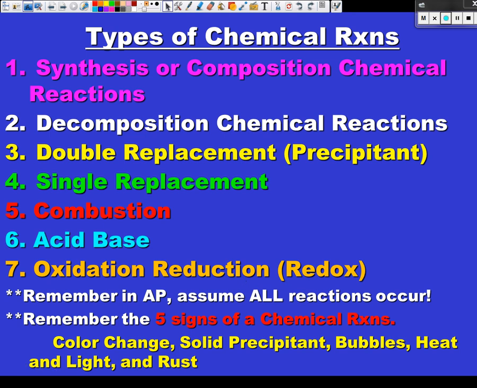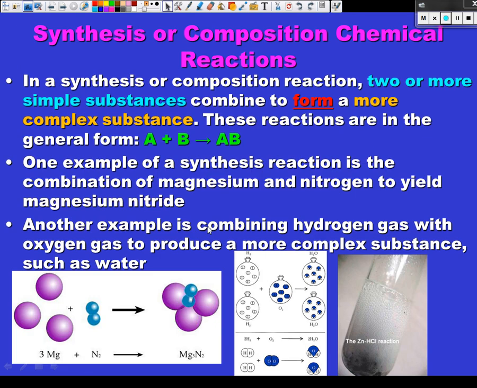Okay? All right, and then number 7 is the oxidation reduction, which is also known as redox reaction. We're going to spend a lot of time with that. Remember, in AP, assume all reactions occur. Remember the 5 signs of a chemical reaction: color change, solid precipitate, bubbles, heat, reaction, light. And then I don't necessarily like the word rust. What word can you put there? Oxidation. So you may want to add that in parentheses behind that. Okay? All right, so synthesis, composition, chemical reaction.